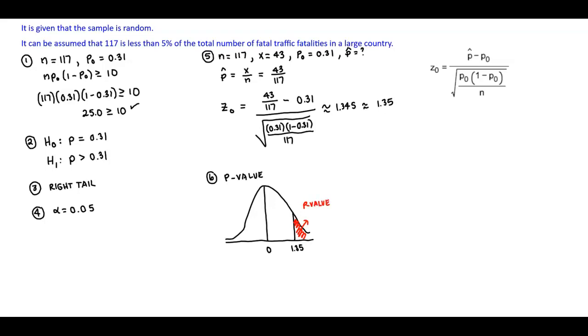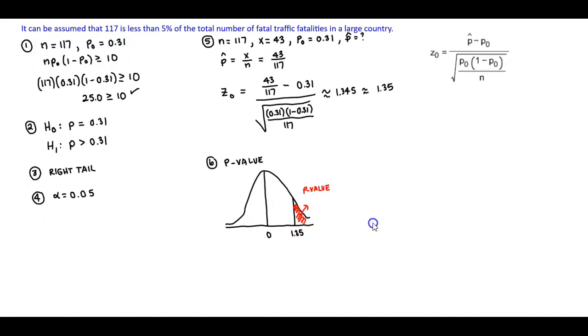Okay, so in order to find the p-value, we can either use StatCrunch or we can use the calculator, which we've done in the past. So let's go ahead and take a look at the calculator. If we put in normal CDF, we know that our lower bound is going to be 1.35. We know that our upper bound is going to be 9999. We know that our mean is 0, and we know that our standard deviation is 1.